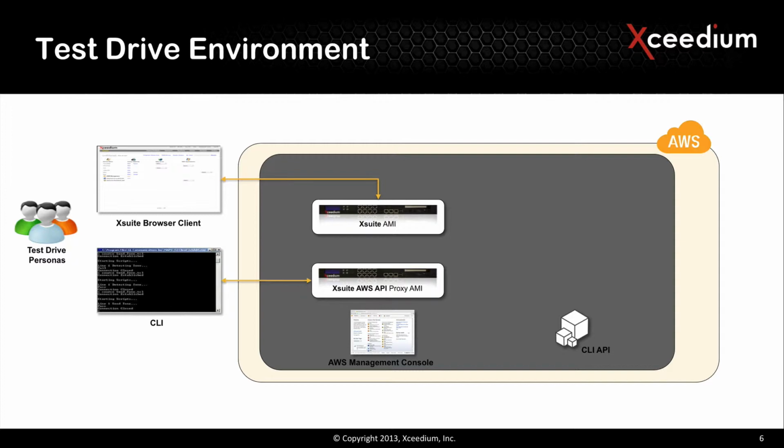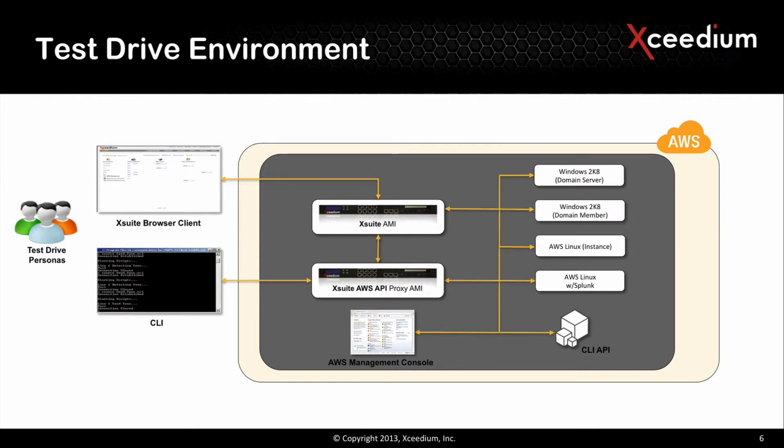There are 4 other network resources within the test drive environment: a standalone Linux server, another Linux server, this one running Splunk used for reporting and analysis tasks, 2 Windows 2008 R2 servers, one acting as the domain server, and the other as a member server.